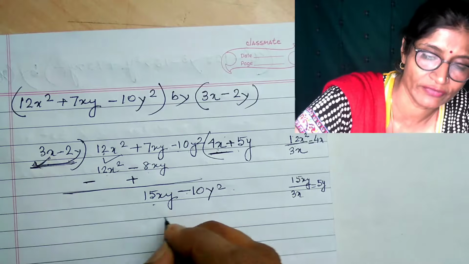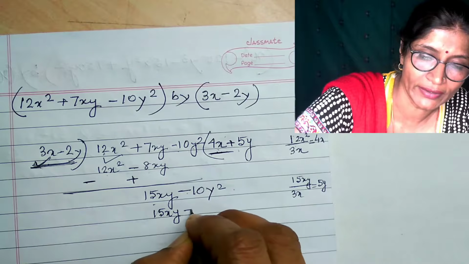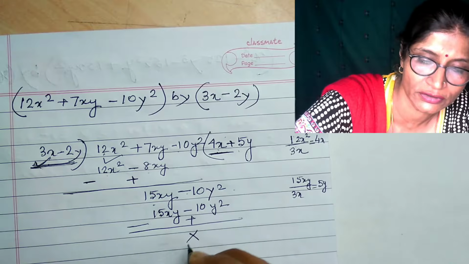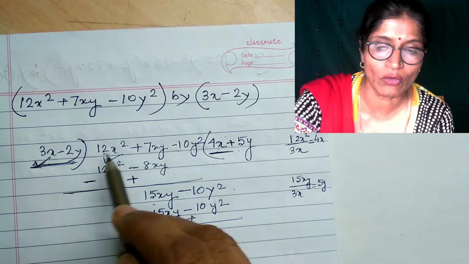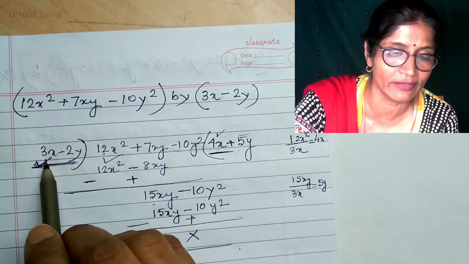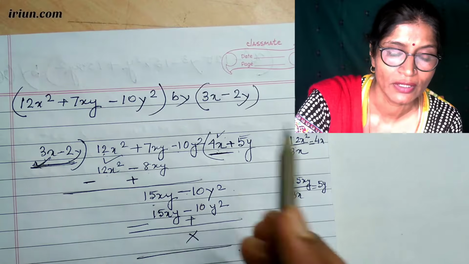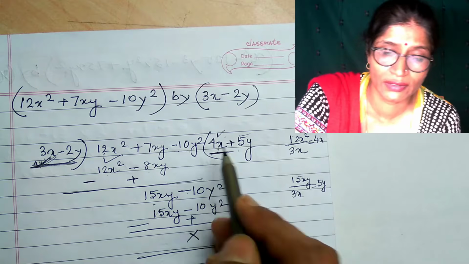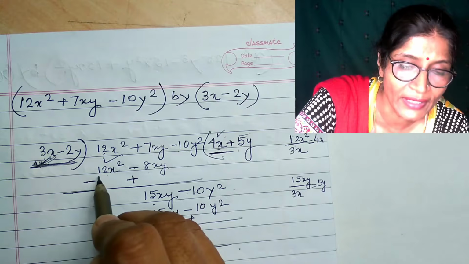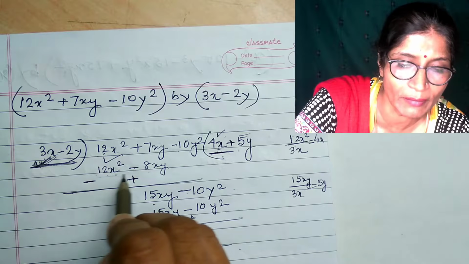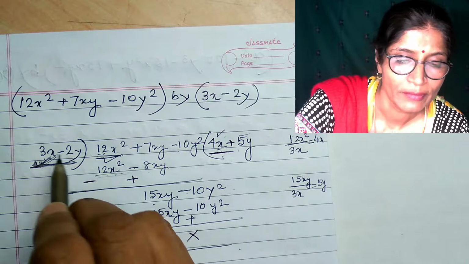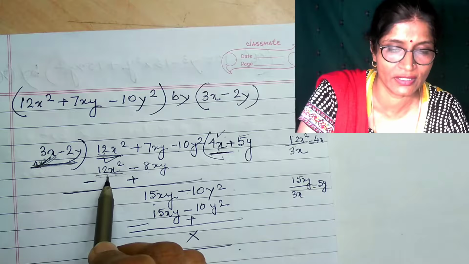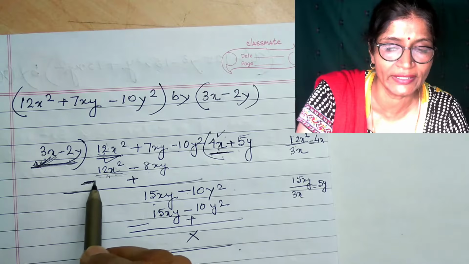Now multiply this one, 5 3s are 15xy, minus 5 2s are 10y square. This is minus, this is plus, so they cancel. So how am I getting these terms? First term divided by the first term, then again the first term divided by the first term. It means I am multiplying the divisor by such a term so that I get the same term as it is here. Here, 12x square: with 3x I am multiplying by 4x, so that I get the same term, and the sign is opposite, so it will be cancelled.